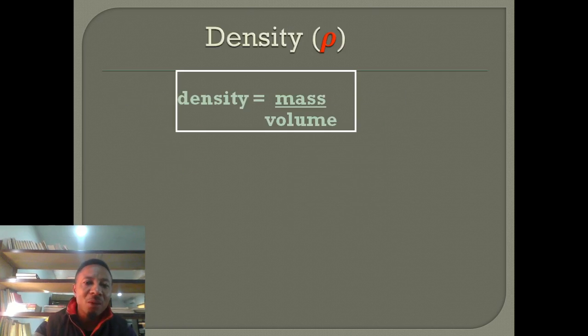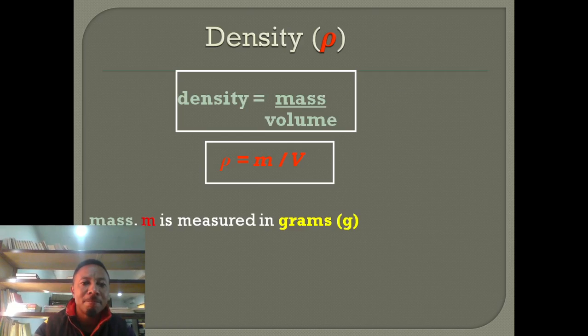Now, what is density in physics? Density in physics is the mass in a given volume, or in 1 unit volume. The mass in a given volume, or mass per unit volume. Okay? So how much matter do we have in a given space, or in 1 volume? That's density in physics.